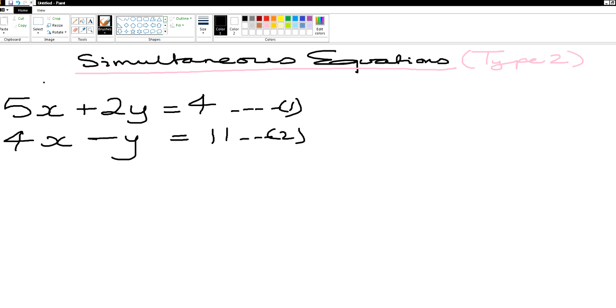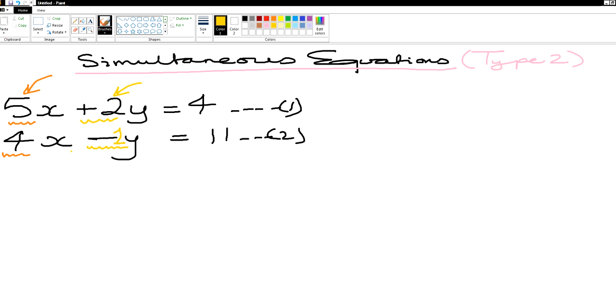As we've done before, we analyze the coefficients of x. The coefficients of x are not opposite and nor are they equal, so they don't follow our normal pattern. Now, let's have a look at the coefficients of y. Consider those. We have plus 2 and minus 1.